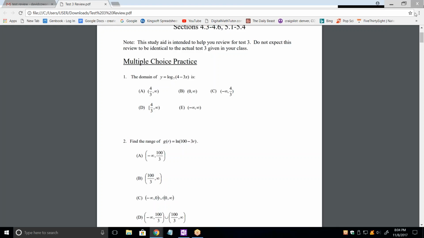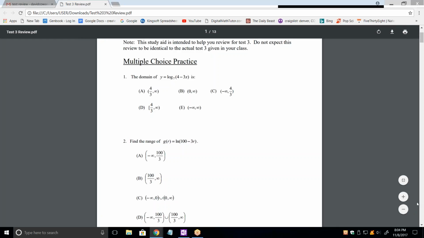Skip it. Okay. Well, let's see how good you are with these.